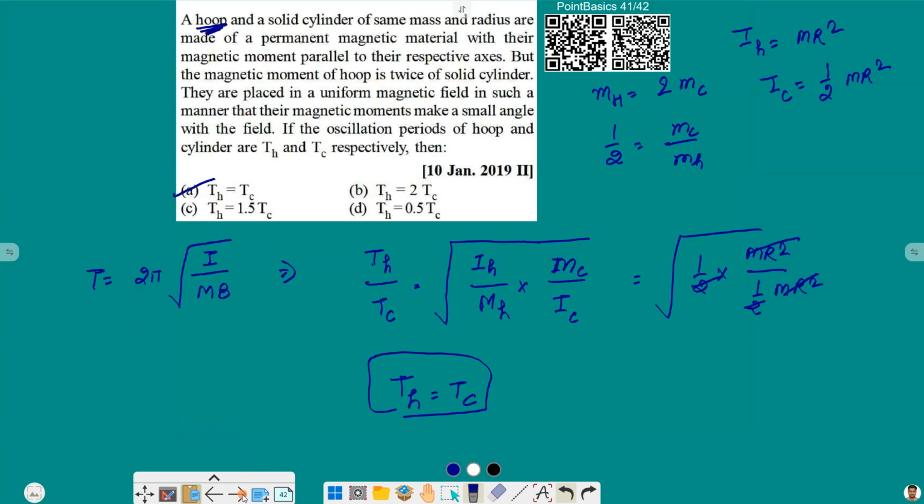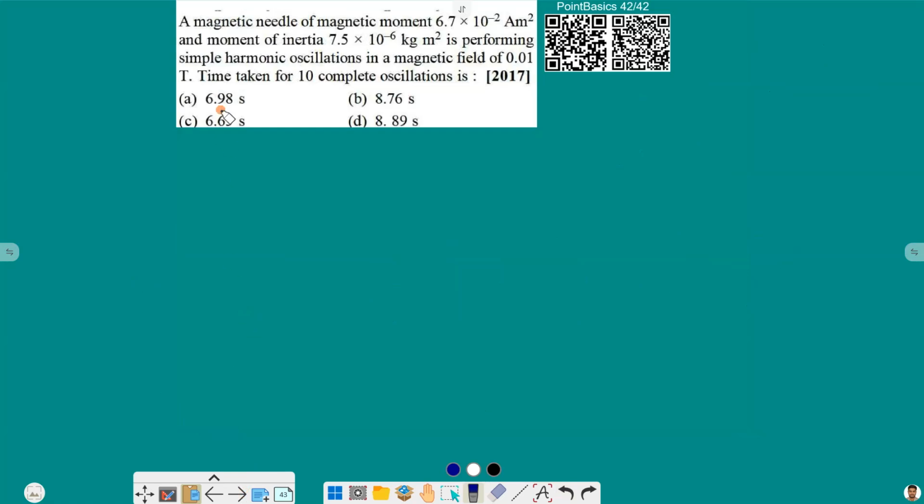Let's move to the next one. A magnetic needle of given magnetic moment and moment of inertia is performing SHM in a magnetic field of this value. We need the time taken for 10 complete oscillations. So we will first calculate the time period, then multiply it by 10. The time period will be 2 pi under root I by M dot B.